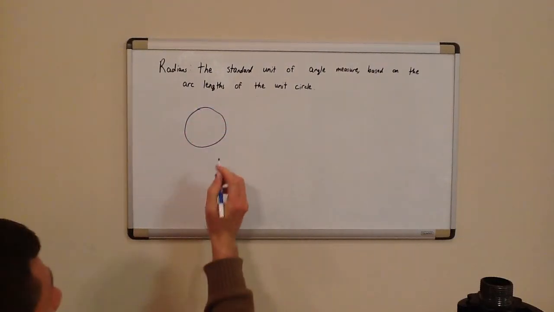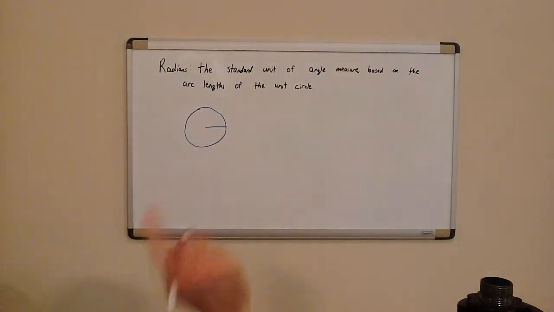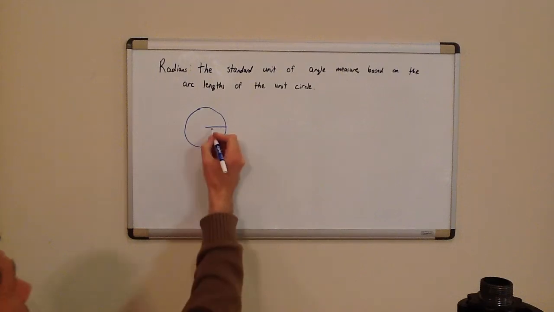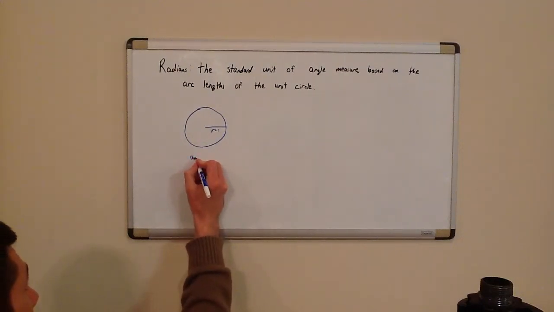Here's a unit circle. That was a messed up circle, but let's go with it. A unit circle has a radius of 1. That's why it's a unit circle. So the radius here equals 1. So knowing that the radius equals 1, we can call this a unit circle, as I have said.